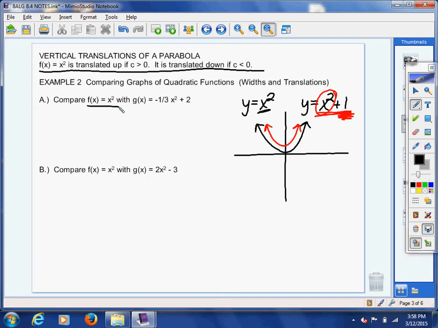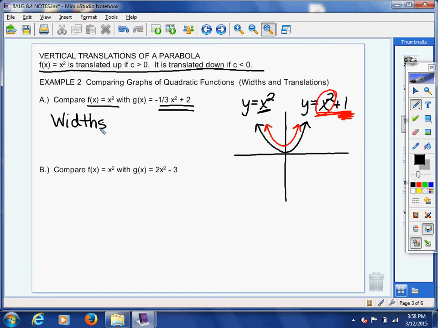So here's our parent function. And then here's the secondary function that we're going to compare the width of, as well as how it vertically translates. Does it move up? Does it move down? What's going on here? So let's start with the widths, okay? Now there's only two functions here, so we're just comparing the two. One's got to be wider than the other one.